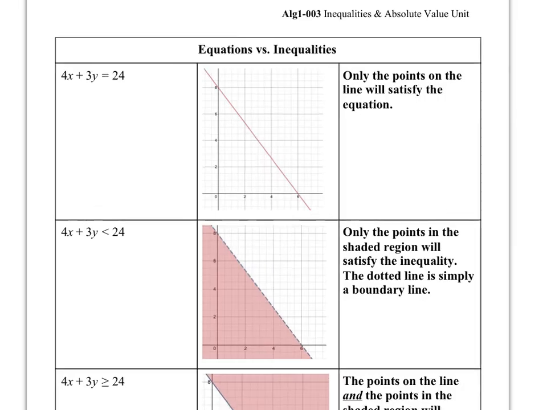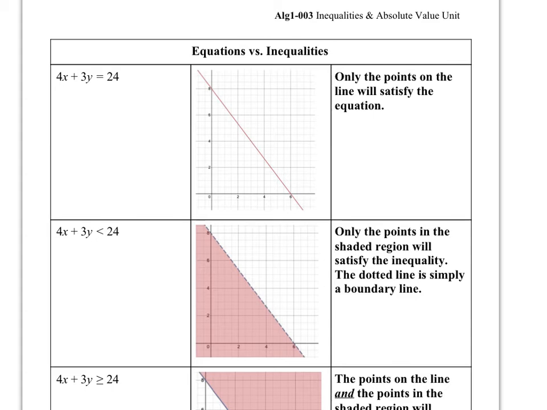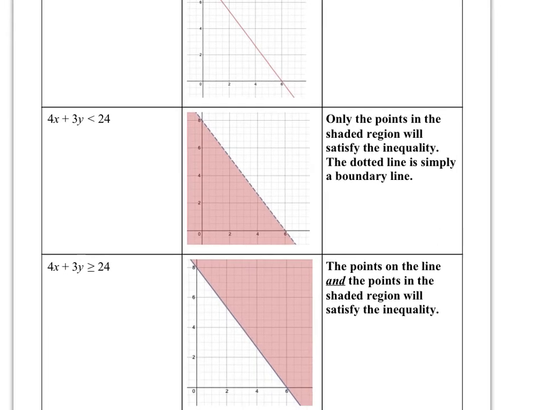So here's a table just outlining some differences between equations and inequalities. So of course, equations have equal signs, while inequalities have inequality signs. The thing about an equation is that only the points on the line would satisfy that equation, and nothing else. With an inequality, you can see that both of these have a shaded region. So in both cases, the points within that shaded region will satisfy the inequality.